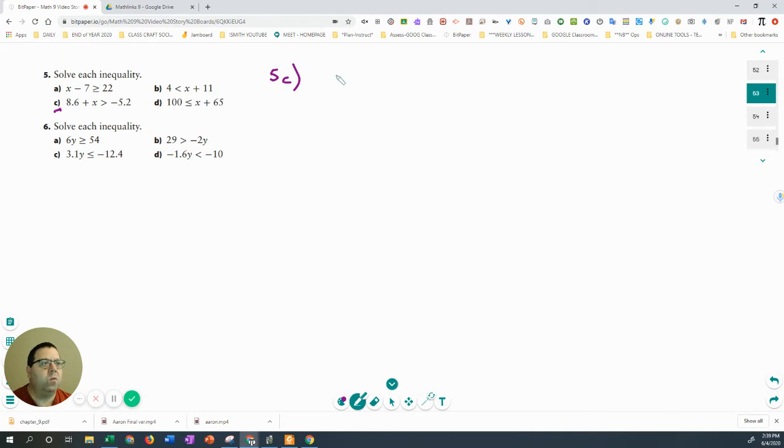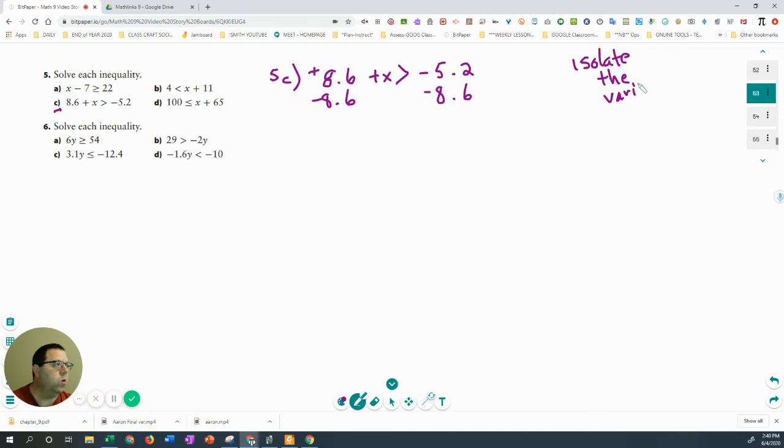Now, you got 8.6 plus x is greater than negative 5.2. And look at that, I already forgot my little x here. Okay, so this is positive. What's the opposite of positive? Negative 8.6. Nothing earth-shattering has changed here, grade nines. In other words, what are you supposed to do? Isolate. Isolate what? Isolate the variable, okay? So we're isolating the variable. So that goes away, and we're left with x is greater than.